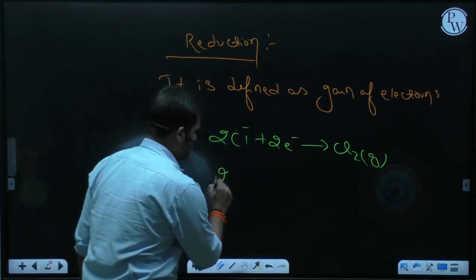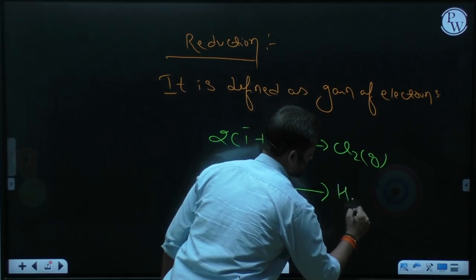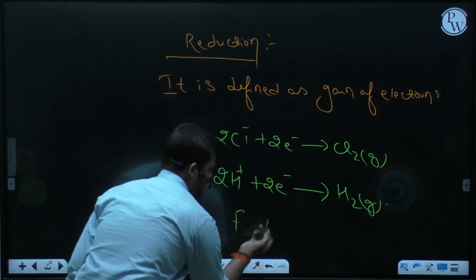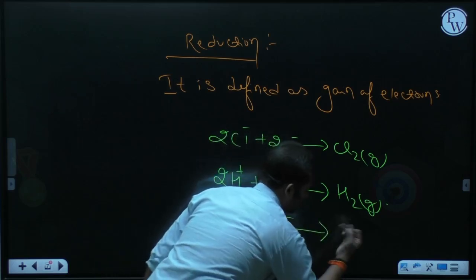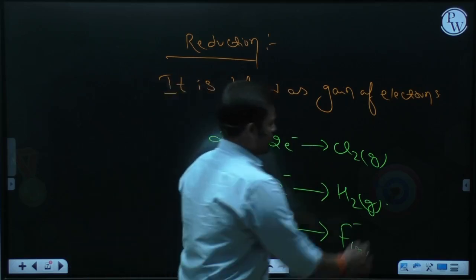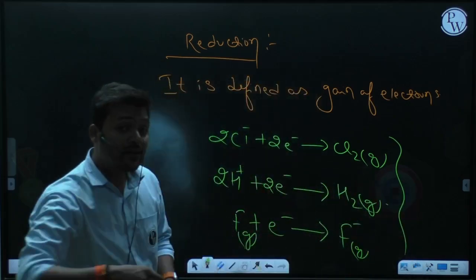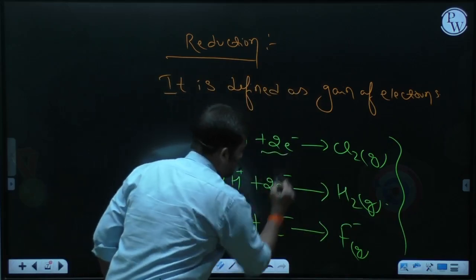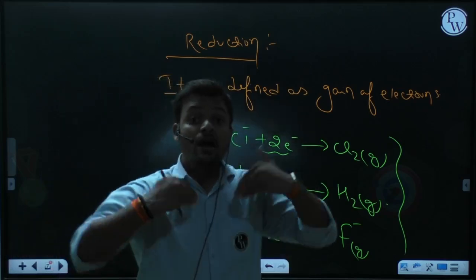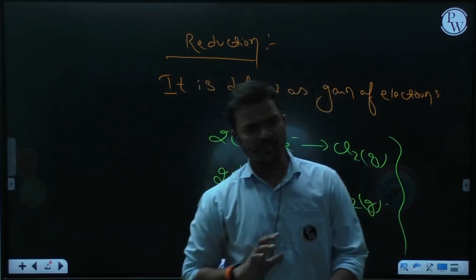Here I also have a very simple example, 2H plus ion. When it accepts 2 electrons, it will convert into H2 gas, right? Similarly, I have fluorine. When it accepts an electron, it gets converted into F minus ion, right? This is also in gaseous state. So here you are seeing that there is gain of 2 electrons, here gain of 2 electrons, here gain of 1 electron. So gain of electrons is what we call reduction, right? So these two terms are quite clear. I hope you have got the idea of what is oxidation and what is reduction.